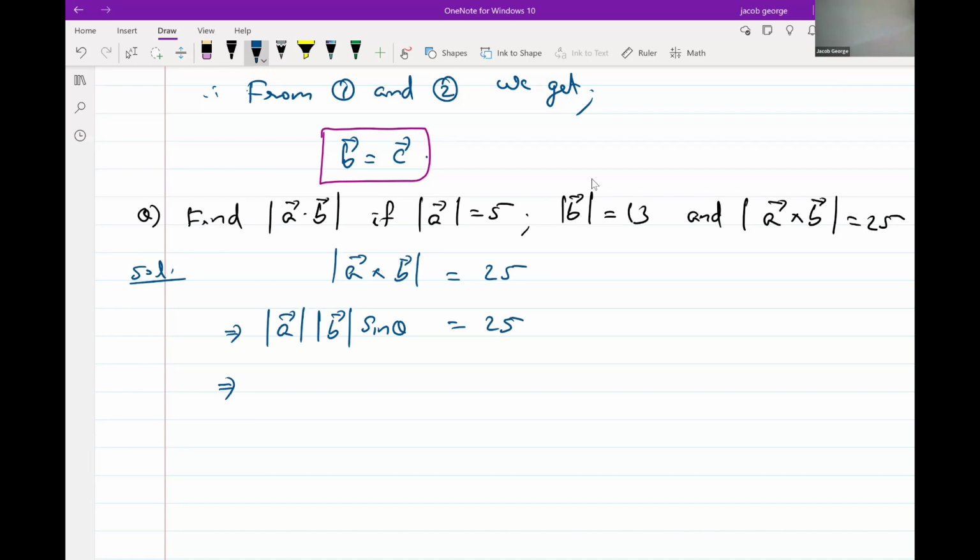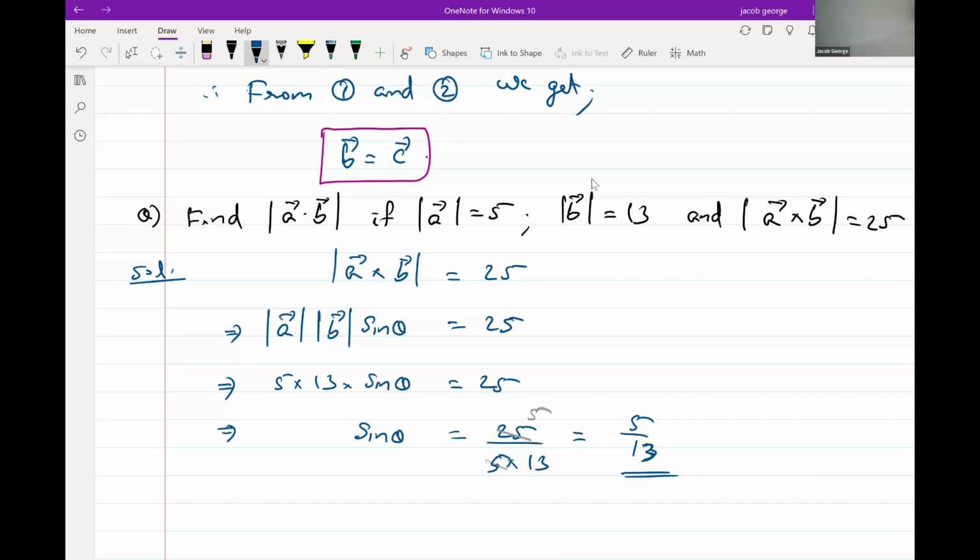Now we substitute 5 into 13 into sin theta is equal to 25. So what is sin theta from here? 25 by 5 into 13. 5 and 25 will go. 5. So what do you get? Yes. 5 by 13. Sin theta is 5 by 13.